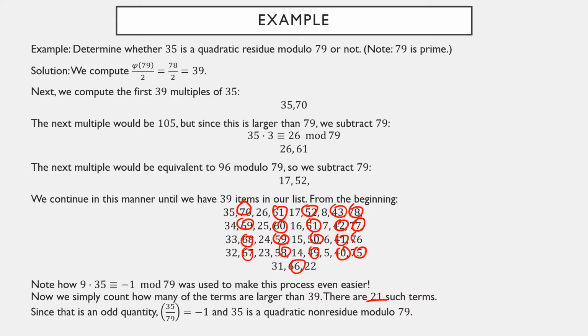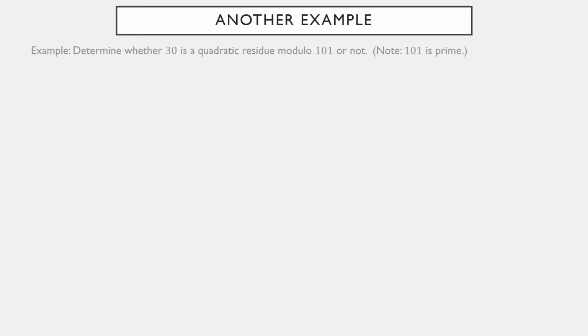All right, the first time working through it takes some explanation, but trust me, once you get used to it, this is actually quite fast. Let's look at another example. Determine whether 30 is a quadratic residue mod 101, and 101 is a prime number.